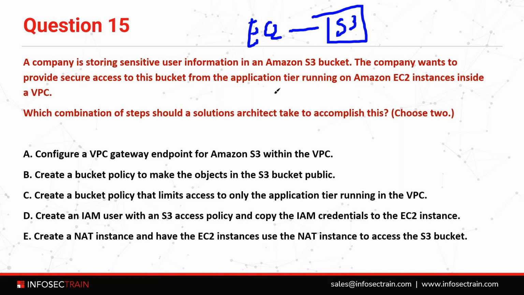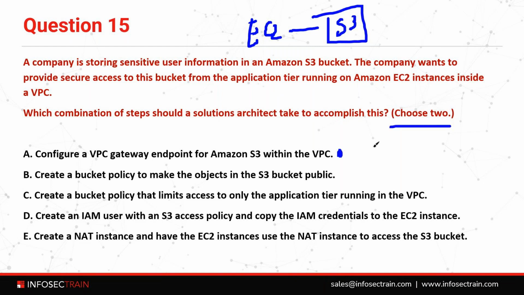Which combination of steps should the solutions architect use to accomplish this kind of task? So first is configure a VPC gateway endpoint for Amazon S3 within the VPC, as we have talked about. Fine. My whole purpose of giving this question was to make sure that you now understand the VPC gateway endpoint in this case. Fine. So that's the case. We will keep it. Let's analyze, and remember, we have to select two.